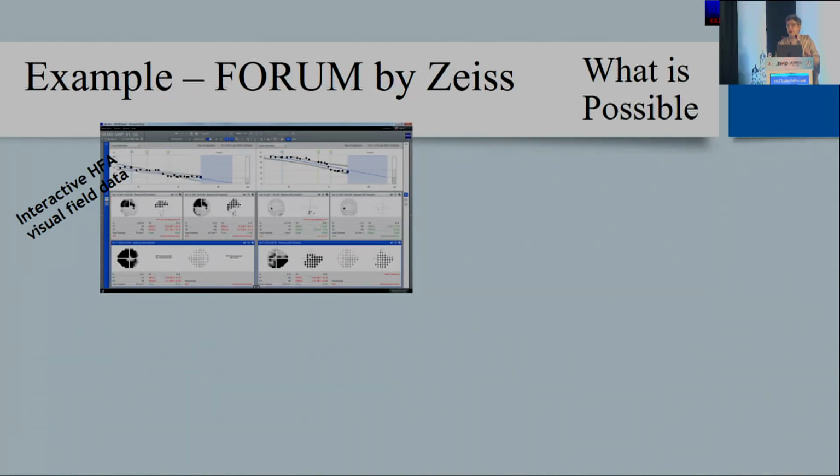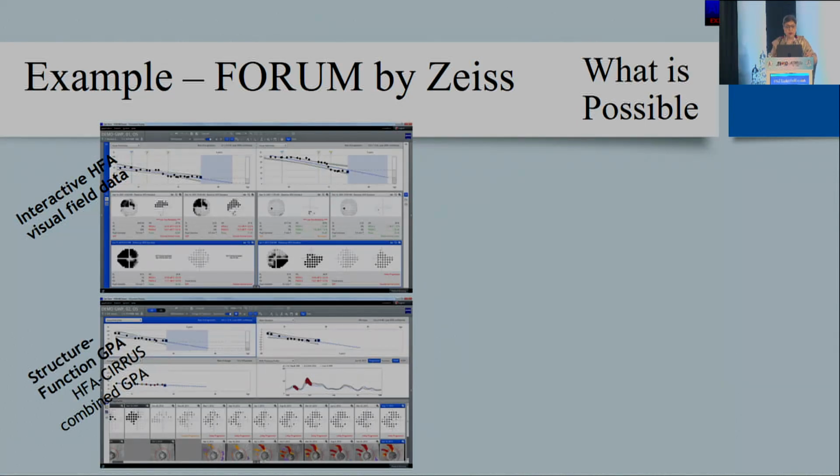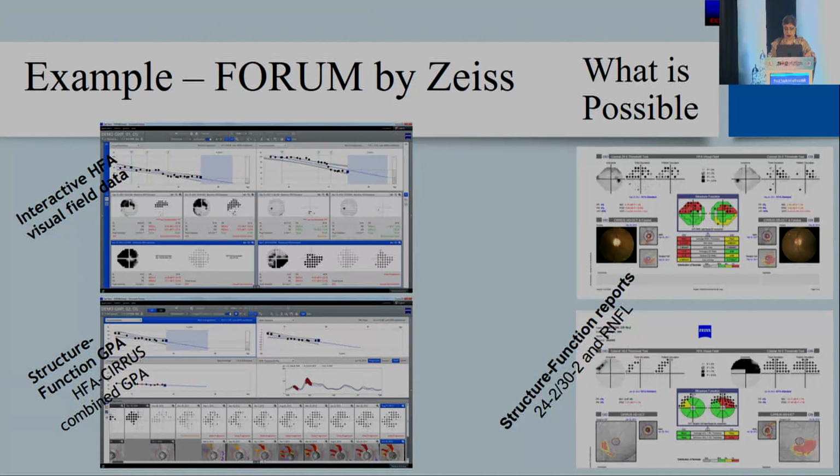An example is Forum, which is what we have, by Zeiss. You can have interactive visual field data on one machine. You can have many fields which you can alter. If you think some fields are not good, you can take them off the grid. If an intervention has been done, you can reset the baseline. You can do structure and function GPA with the Cirrus OCT and the visual field, the Humphrey analyzer.